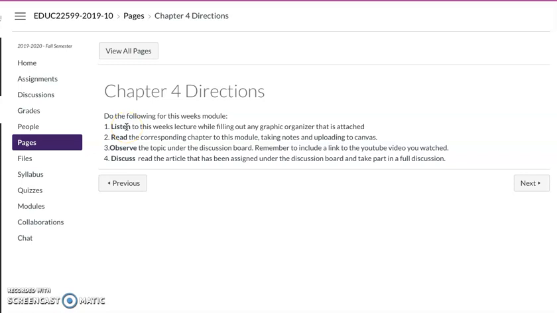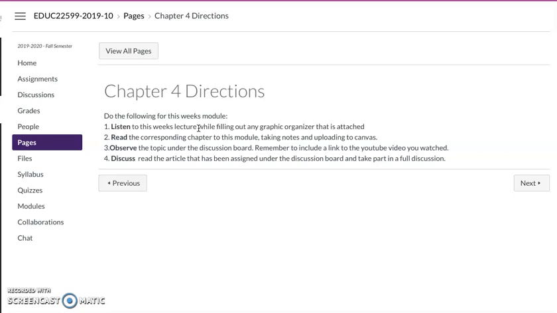Like normal, you're going to listen, read, observe, and discuss. You're going to listen to this week's lecture while filling out the graphic organizer that is attached. The graphic organizer is basically a timeline, and you are going to write on either side of that timeline the things that are discussed in the lecture. The next thing you're going to do is read the corresponding chapter to this module. I don't actually put what chapter it is specifically because some people are working from older or newer versions of the text. Again, you're going to take notes and upload those to Canvas.